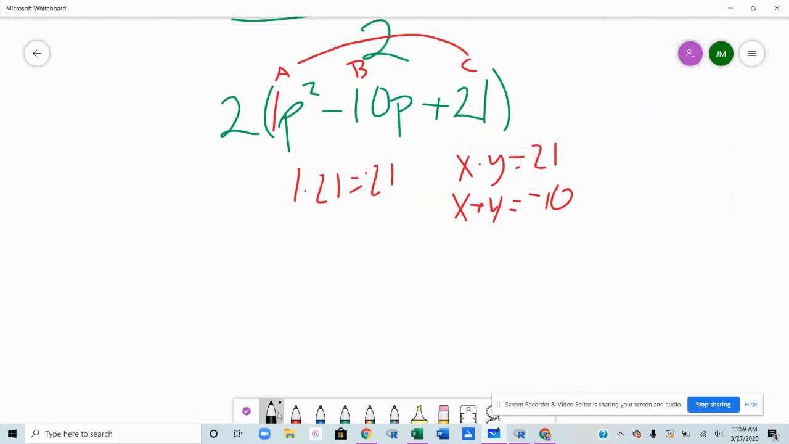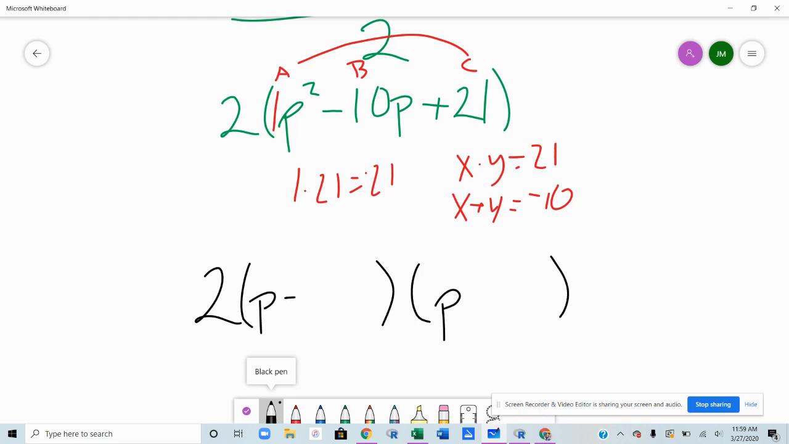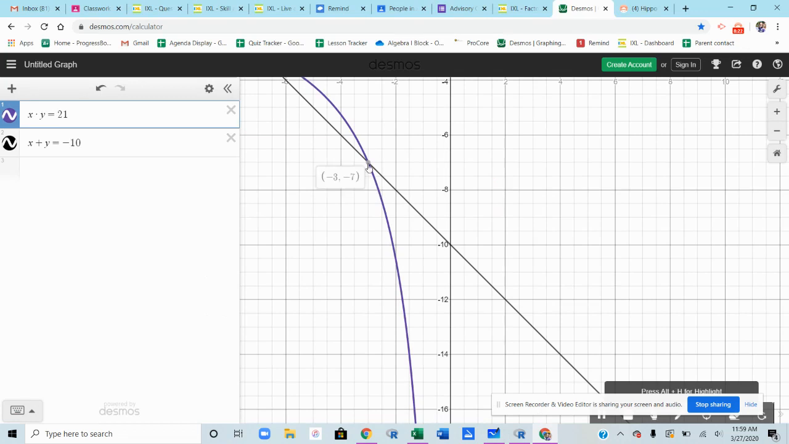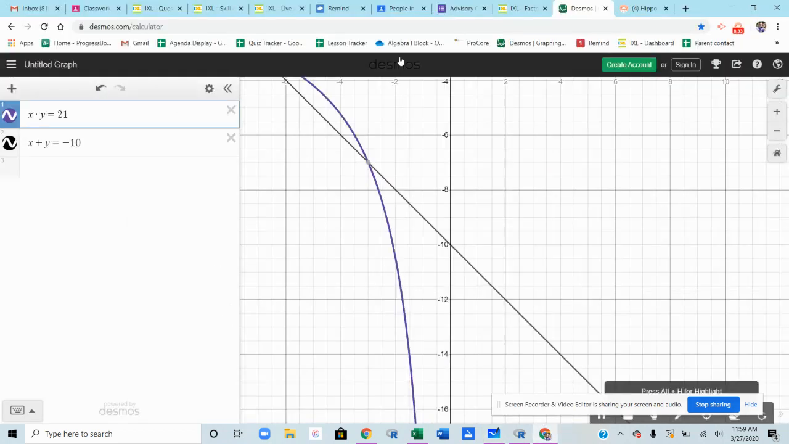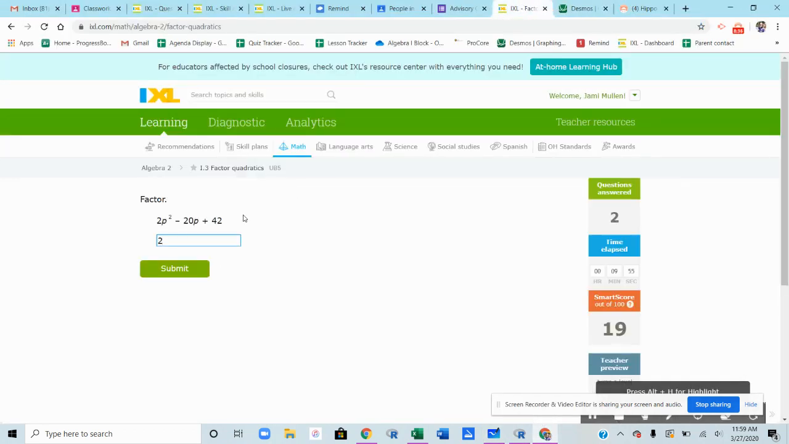So GCF remains out front. Two sets of parentheses. Variables first in both. Your two numbers are next that you found from Desmos. Our two numbers are negative 3 and negative 7. You would divide by A. In our case, A is 1. Dividing by 1 doesn't change anything, so there's your answer: 2 times p minus 3 times p minus 7.